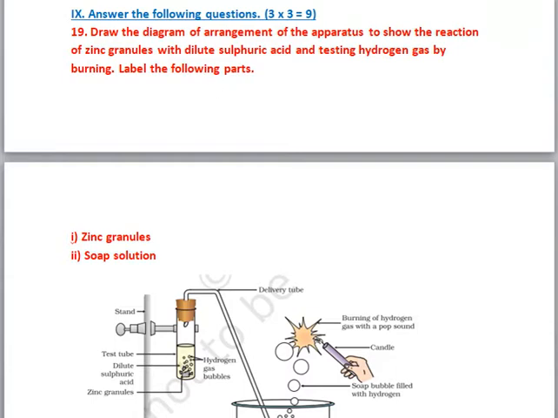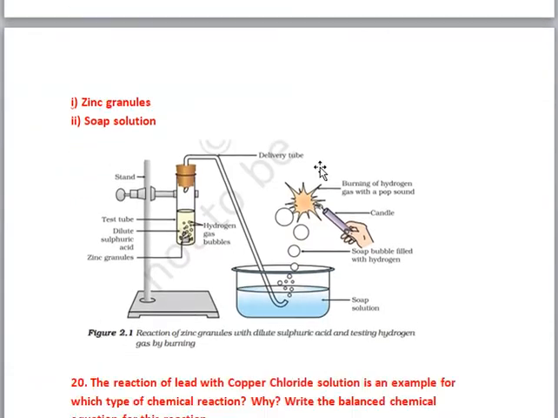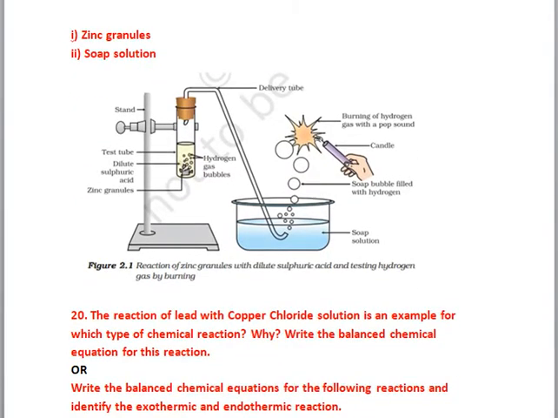The first question which is asked over there is: draw the diagram of arrangement of the apparatus to show the reaction of zinc granules with dilute sulfuric acid and testing hydrogen gas by burning. Label the following. This question is also very important because many times this diagram and questions are asked from there. As you all know, this question is from the chapter metals and non-metals. Over there we have read one reaction, the reaction of metals with acid, we have read, right?